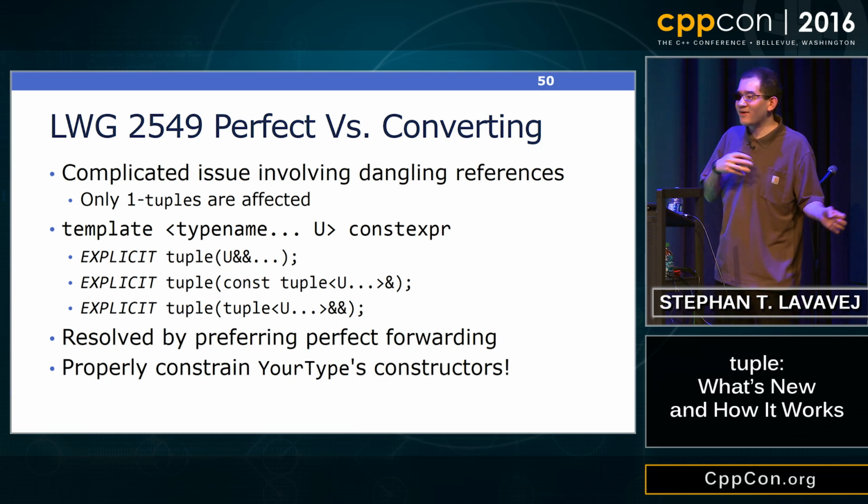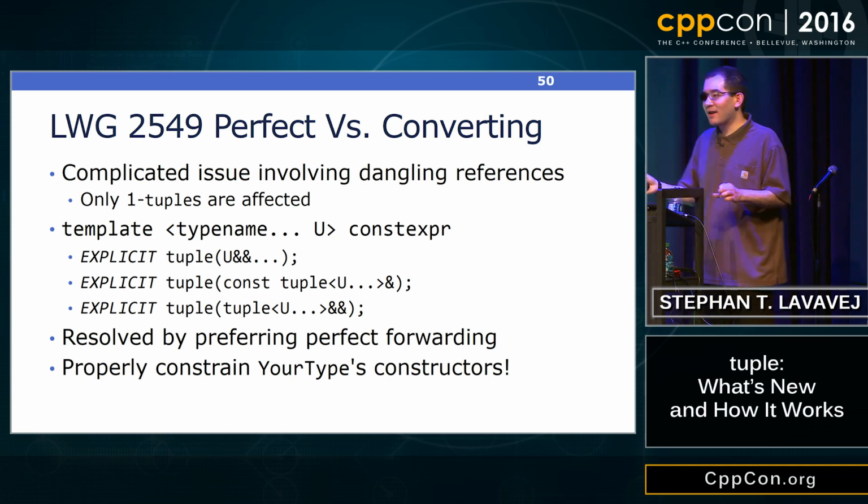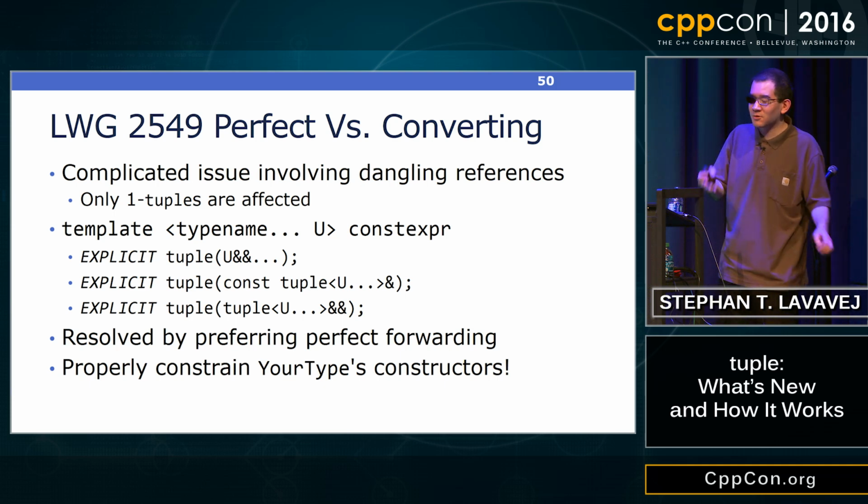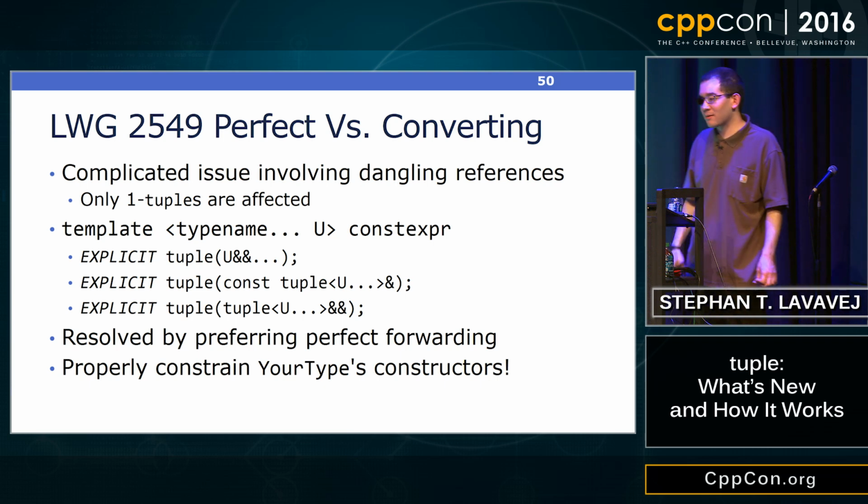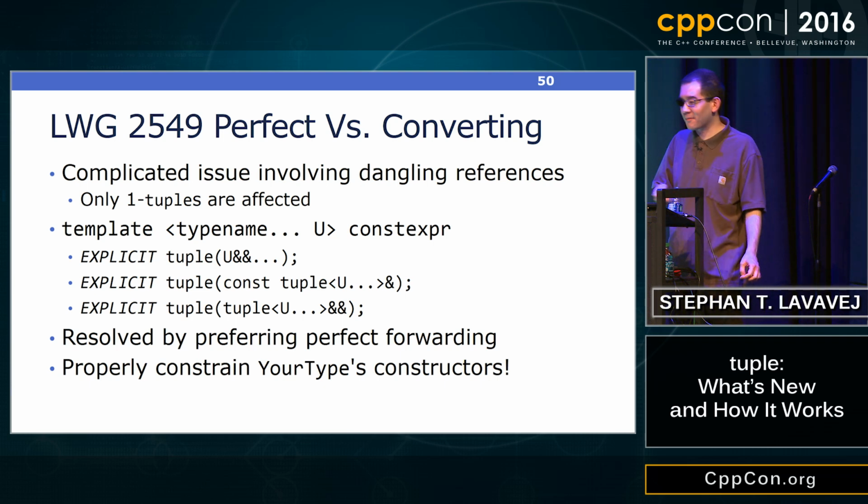People have been complaining, oh, if I have a std::tuple of a Boost signals type, and the type is not properly constrained, then converting the tuple doesn't work, and it's because of this issue. It's pretty horrible. Constrain your constructors, and it won't be horrible.